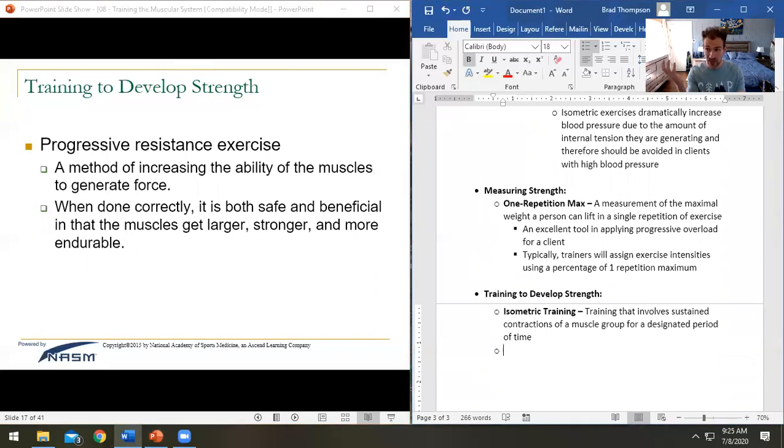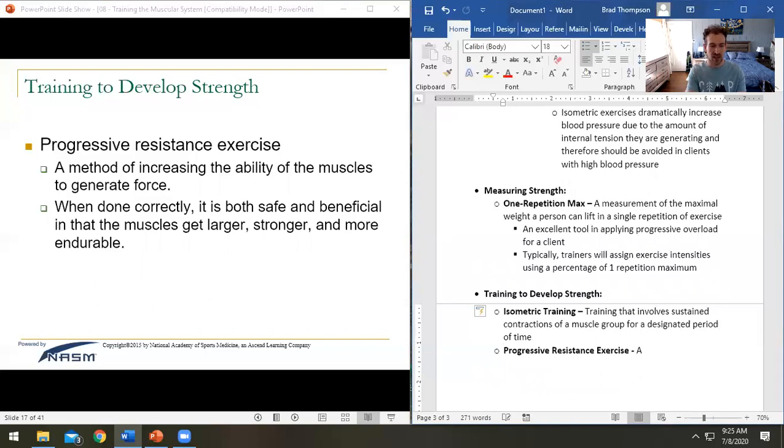Then we've got our most common version. This is what we tend to think of when we think of training to develop strength: progressive resistance exercise. This is your classic working out, right? It's like, okay, get to the gym, do 10 repetitions at 100 pounds. Awesome. All right, you're stronger now. Let's go back and do 10 repetitions again, but at 105 pounds. Awesome. You did great. Next time I see you, we're going to do 10 repetitions again, but at 110 pounds, right? That's progressive resistance training. And literally, we're just focusing on progressive overload, right?